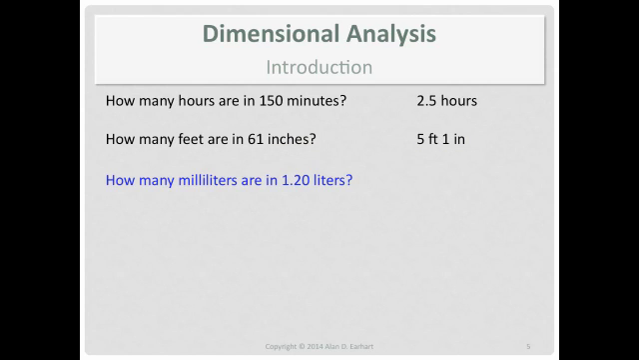How many milliliters are in 1.20 liters? 1,000 milliliters per liter. 0.2 of a liter, which would be 200 more milliliters. Okay, 1,200 milliliters. There, I did 3 problems. Didn't show my units. Didn't show my work. Poof, the answer.